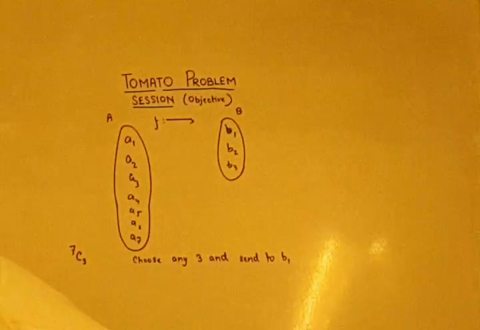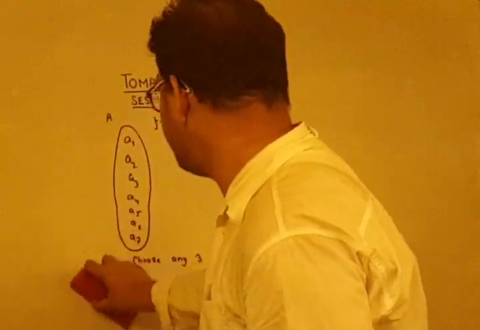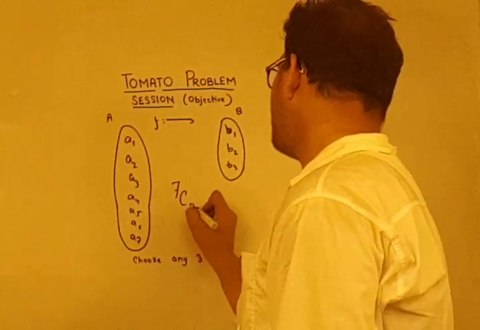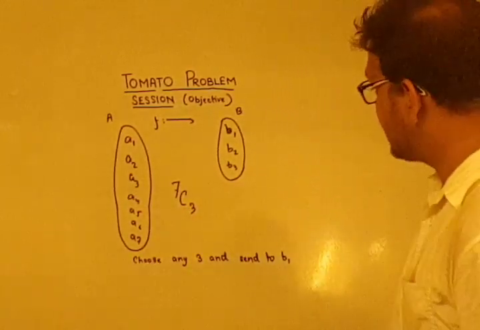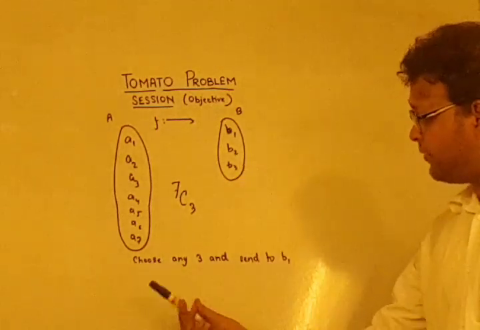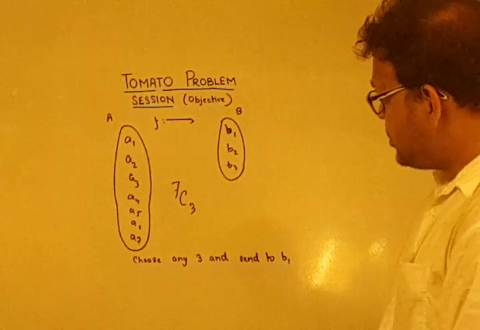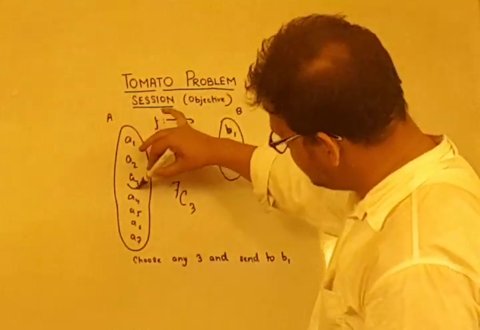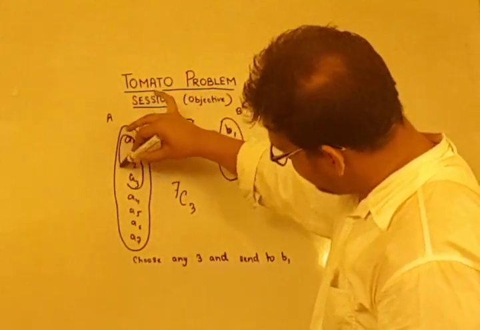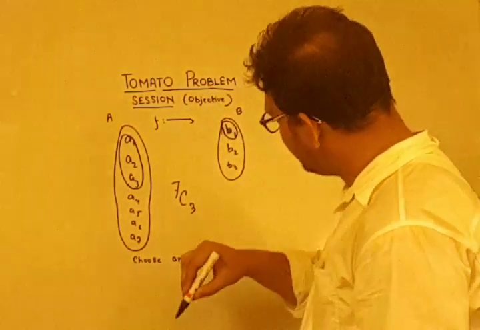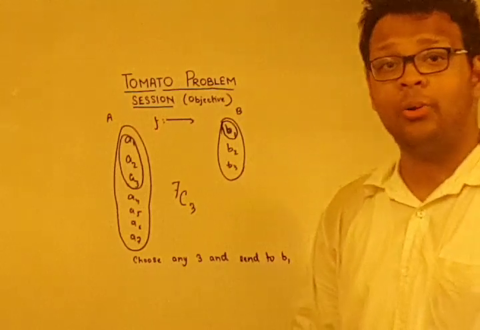I hope that the other part of the board is already clear. So let me write it in the middle. So in 7C3 ways, I have chosen and sent to B1. So this is the first step of my problem. Choose any 3 and send to B1. So if I choose these 3 and this one, if I eliminate, so what do I have now?